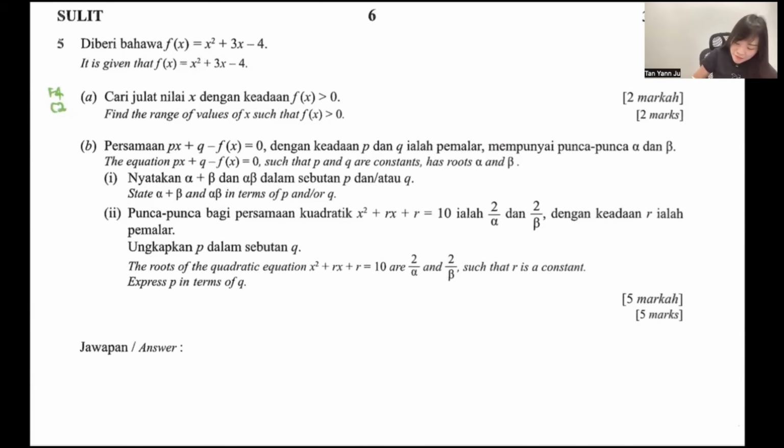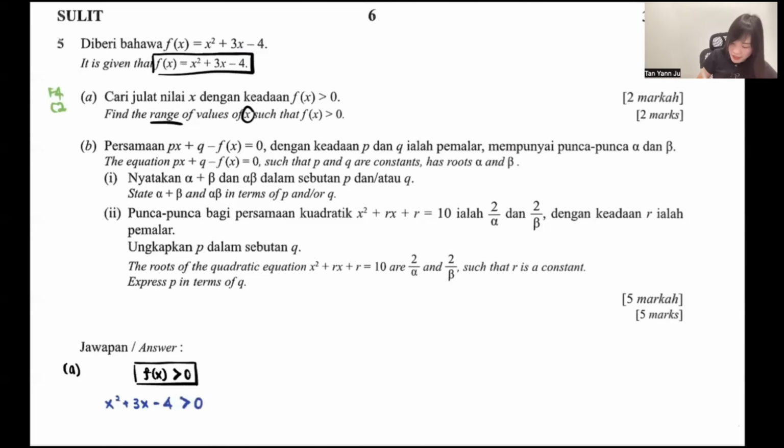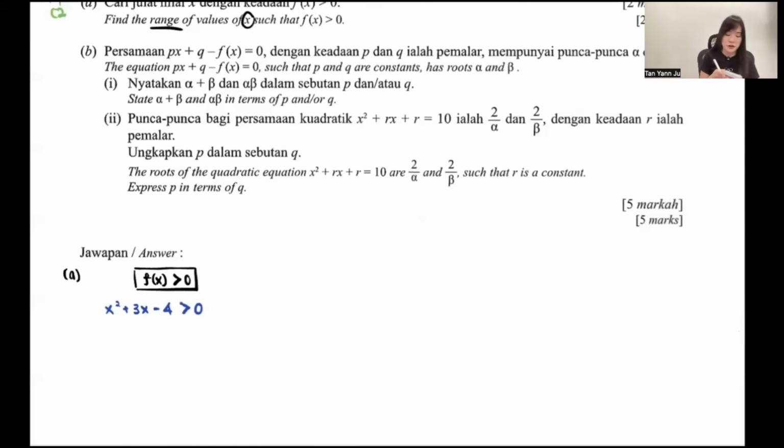So guys, let's start. At the start, they give me this particular equation, and in part A, they say find the range. Range means your answer will have bigger, smaller sign of the particular x. They say such that f(x) is bigger than 0. So from the top, I know the f(x) equation is x squared plus 3x minus 4 bigger than 0. What does it look like? A general form, isn't it?